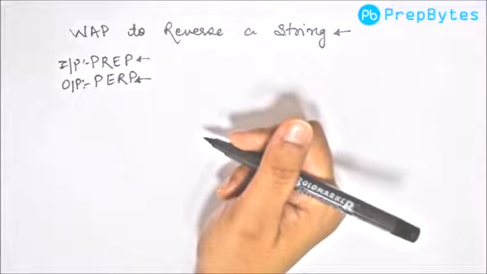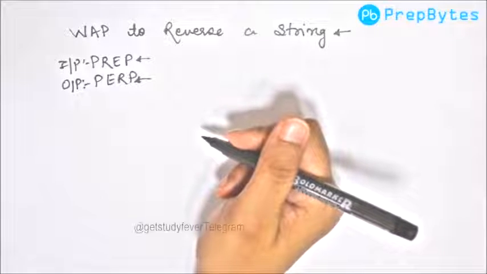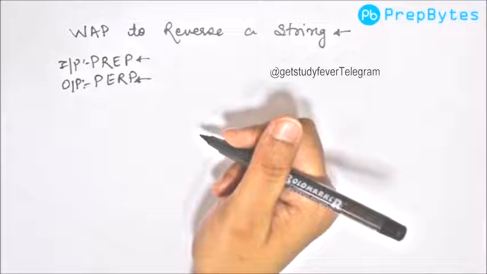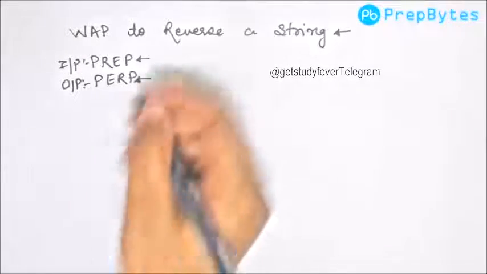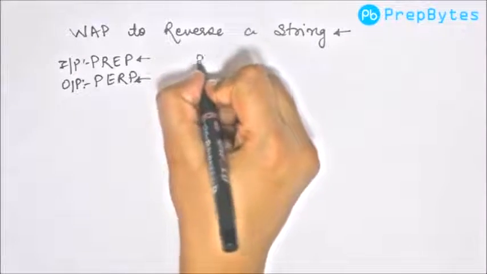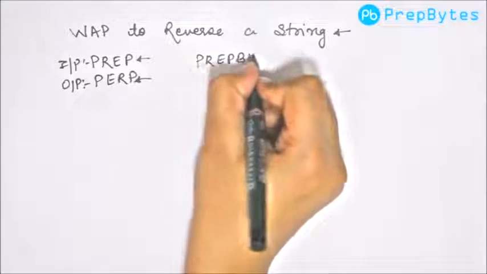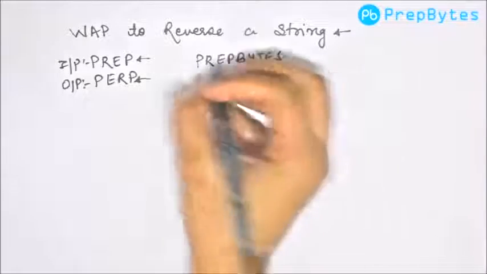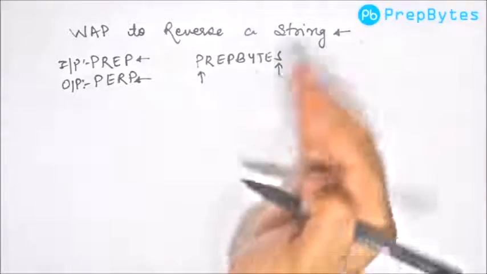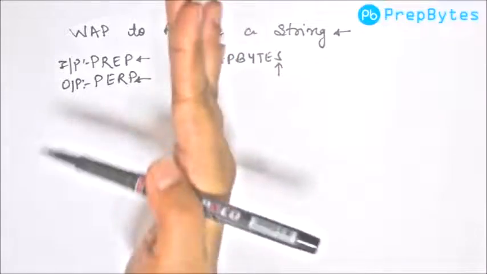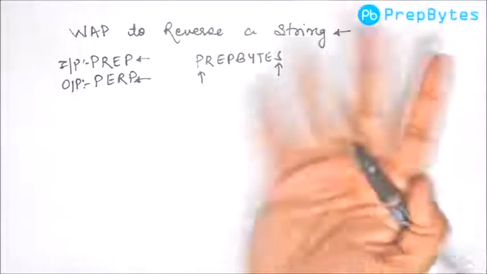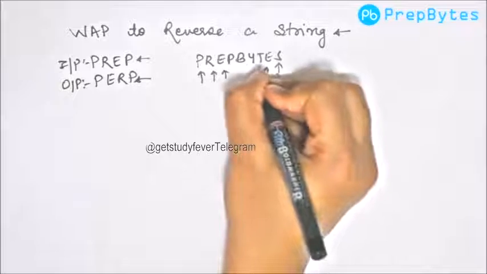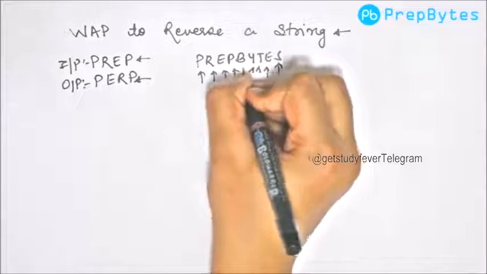This particular problem can be solved in a recursive as well as an iterative way. It will be good if we try to solve both approaches, because we'll have a comparison based on this after some time. So let's try to solve the problem. Whenever we have to reverse a string, what we do is exchange the positions of the first element and the last element, similarly the second element and the second last element, similarly the third element and the third last element, and it goes on like that.